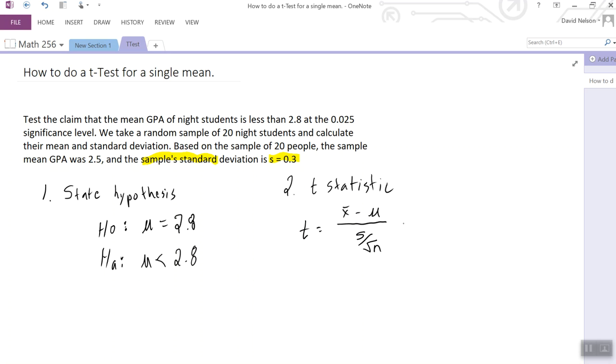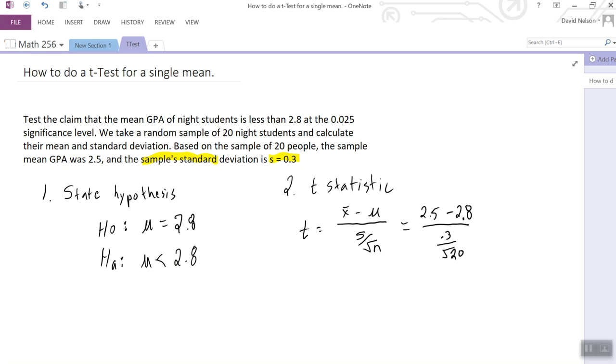So our t statistic, we're going to calculate putting x bar in, and our sample mean was 2.5. Our hypothesized mean, or population mean, was a 2.8, divided by the standard deviation, which is 0.3, over the square root of n, our sample size. Well, let's actually put in n there. Can I erase that? Yeah, there we go. 0.3 over the square root of 20.